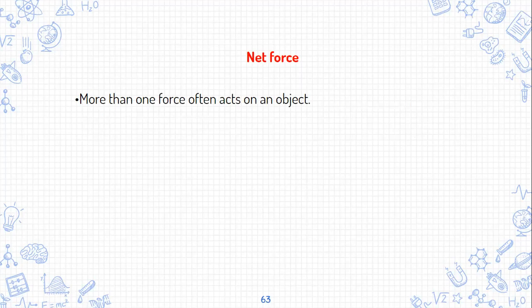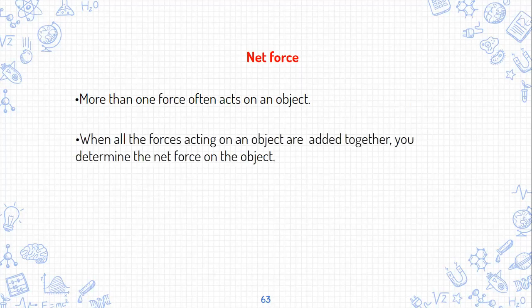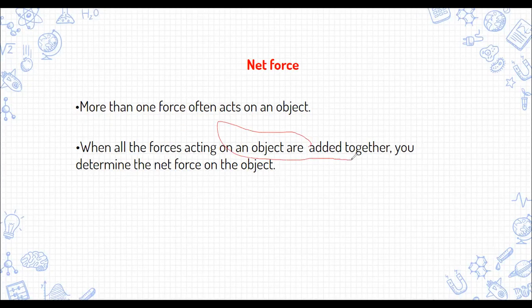An object always experiences more than one force. कभी उसका एक ही फोर्स नहीं रहता है. There are always more than one force. So what is a net force? A net force is something where all the forces on the object are added together. Not always added, we can do subtraction also. The forces are added together to determine the net force of an object.